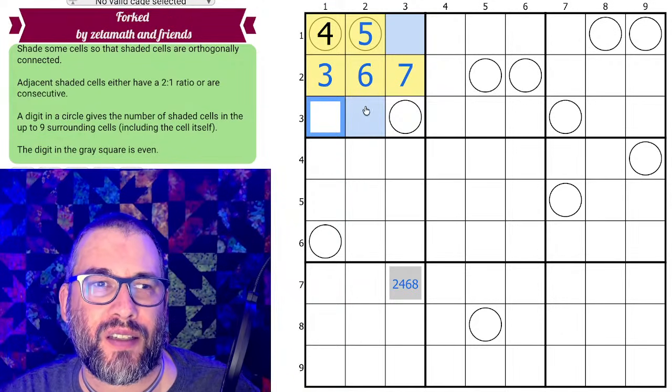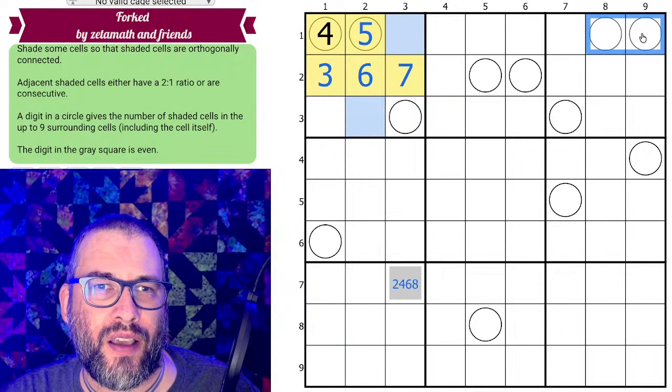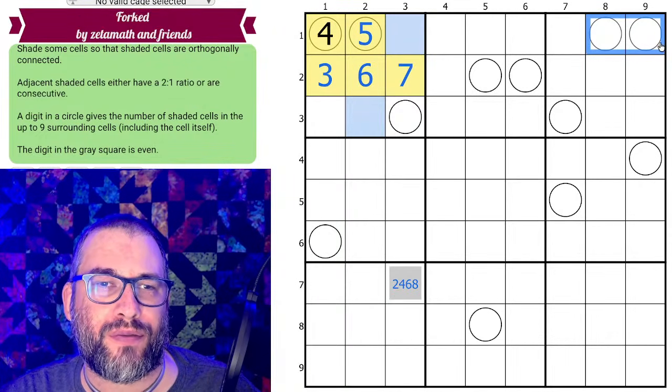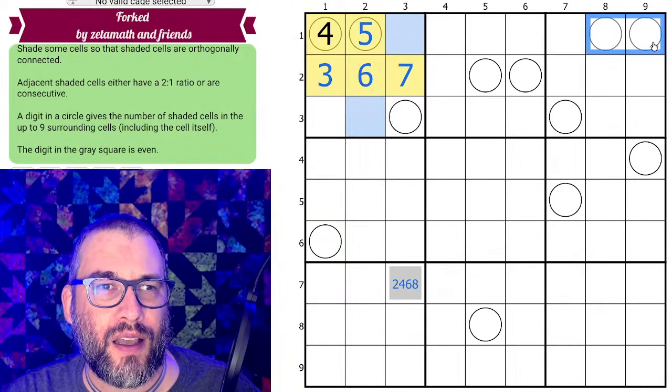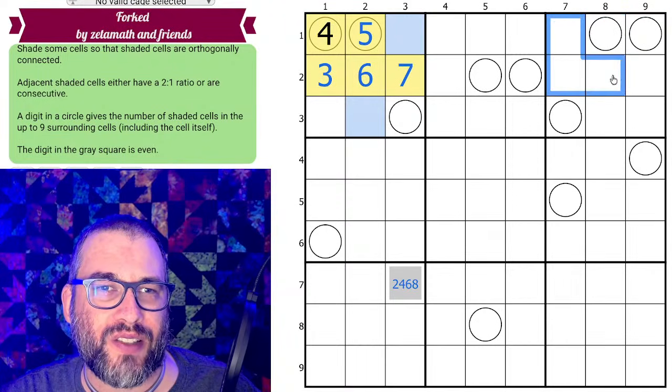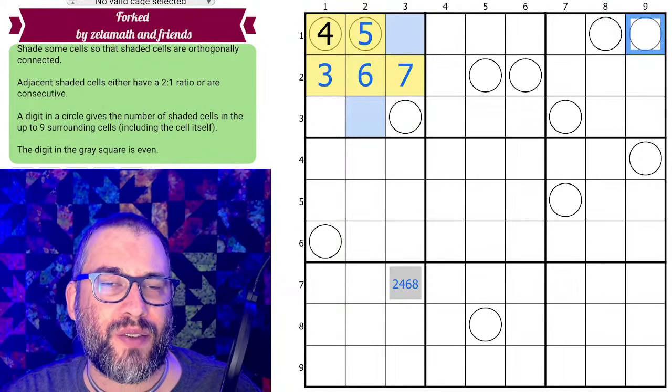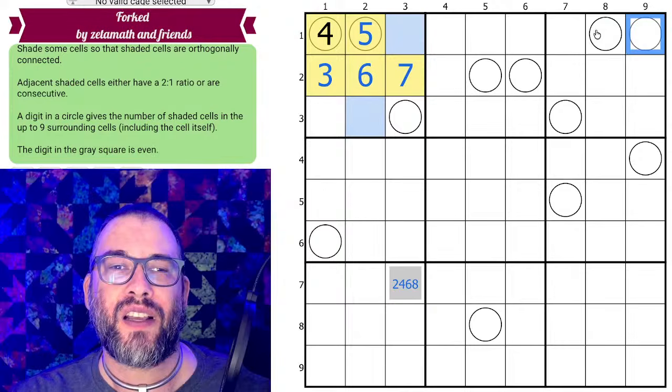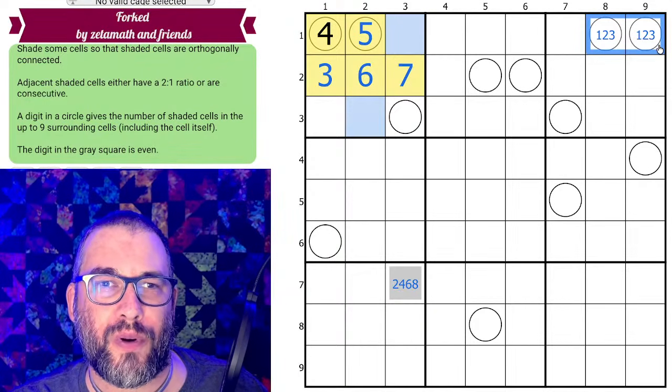Let's see. These two are interesting, in that they have to both be from 1, 2, 3. You might say, oh, this one could be a 6 if all of these were shaded, but then this would be a 4, which it can't be. So these are both from 1, 2, 3.